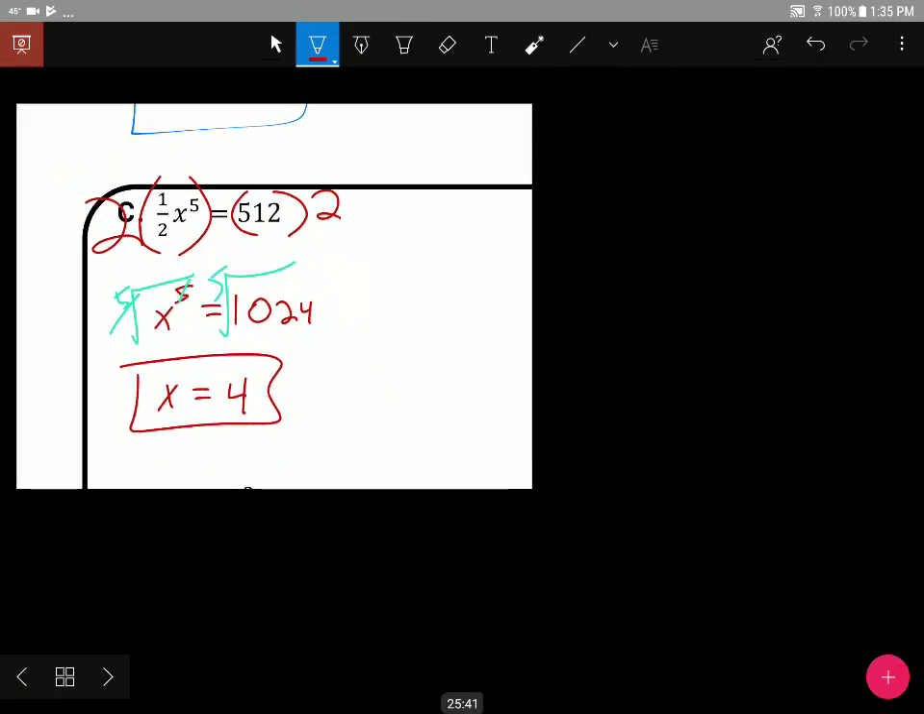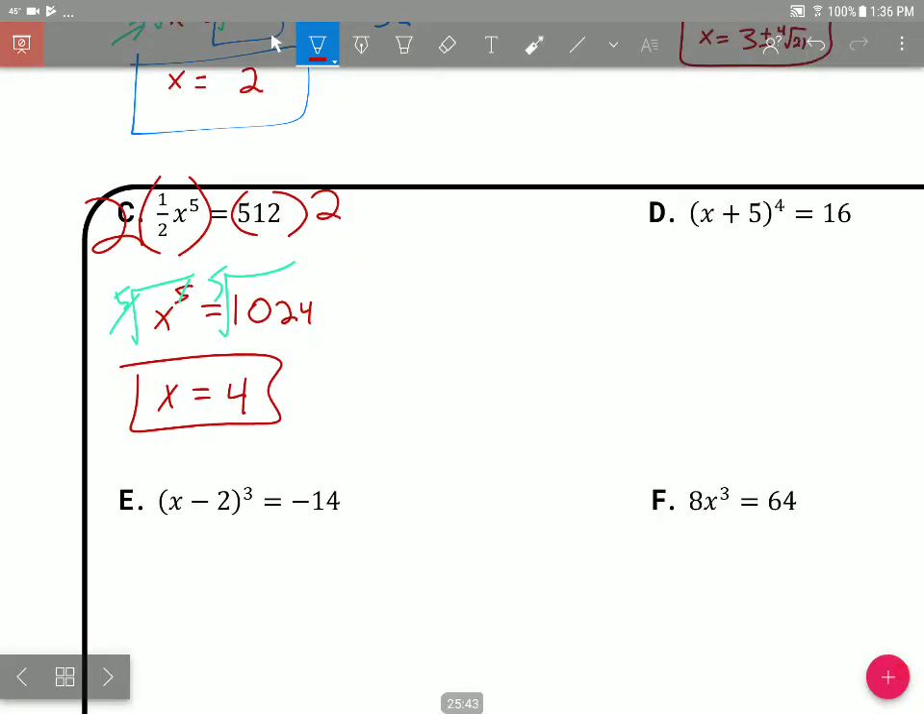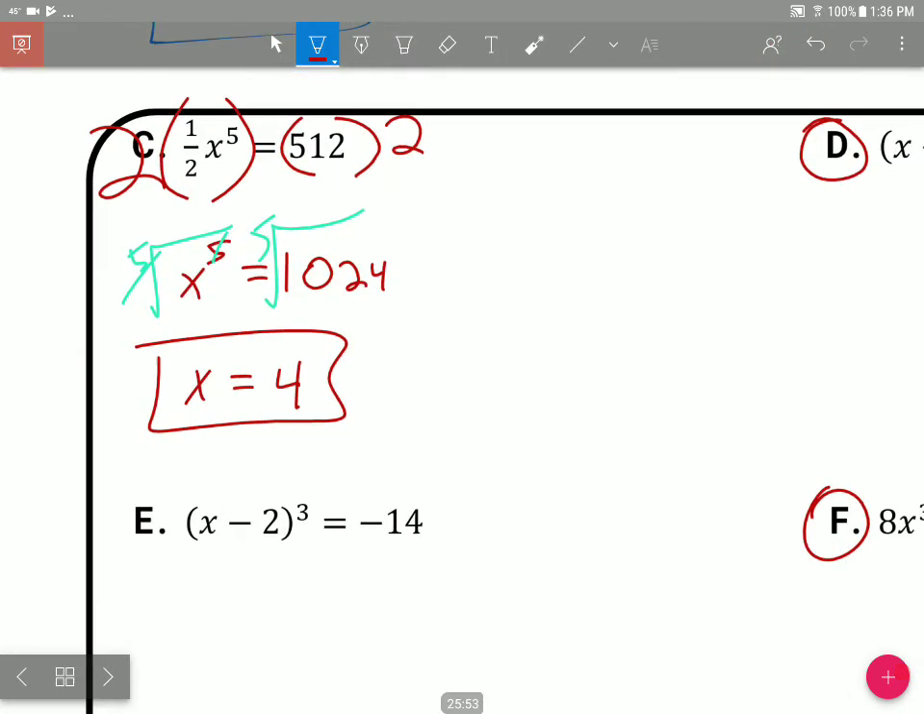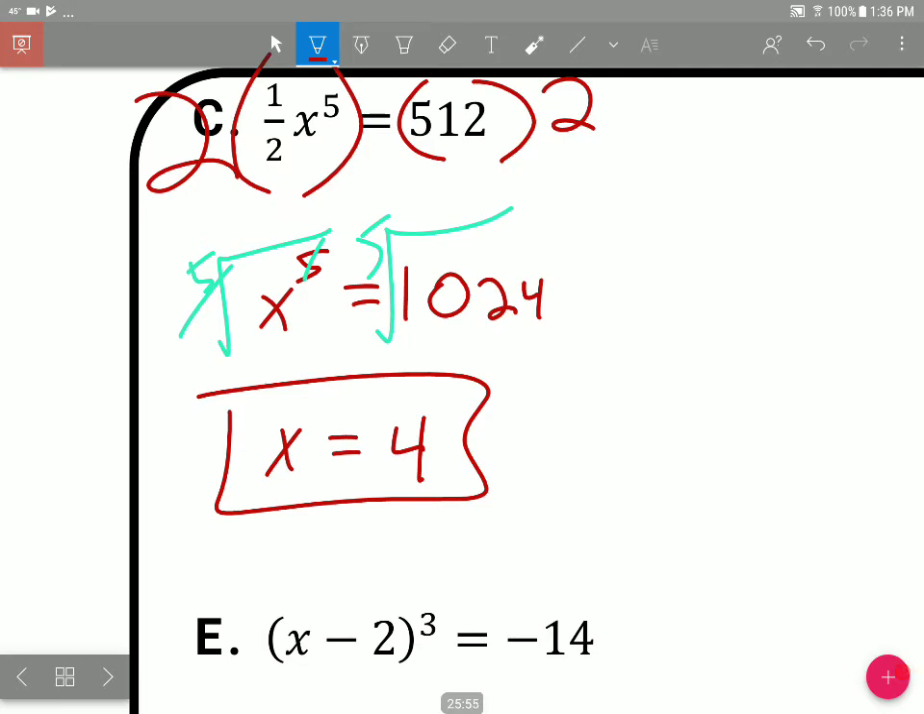Let me back up a little bit, see what else I have. All right, I want you to do letter D and letter F. Mr. Hunter, how do you put that into the calculator? What's the exponent I'm going to put in? 1 over 5, just like that.